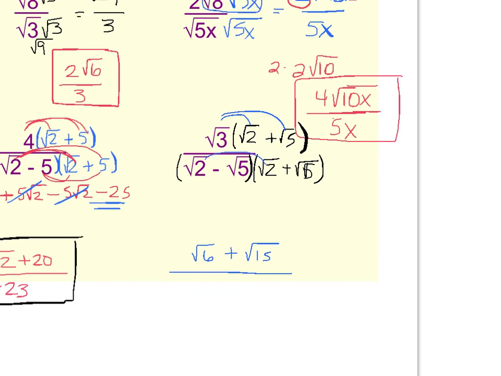Square root of 2 times the square root of 2 is just a 2. Square root of 2 times the square root of 5 is the positive square root of 10. Not 30, I mean 10. I'll just rewrite that one.